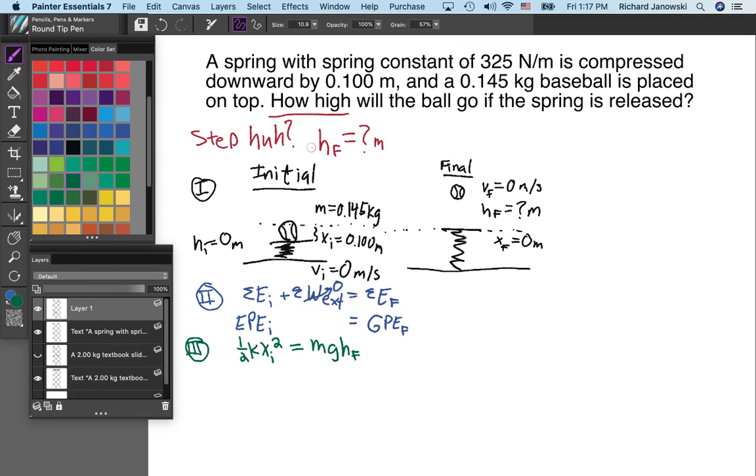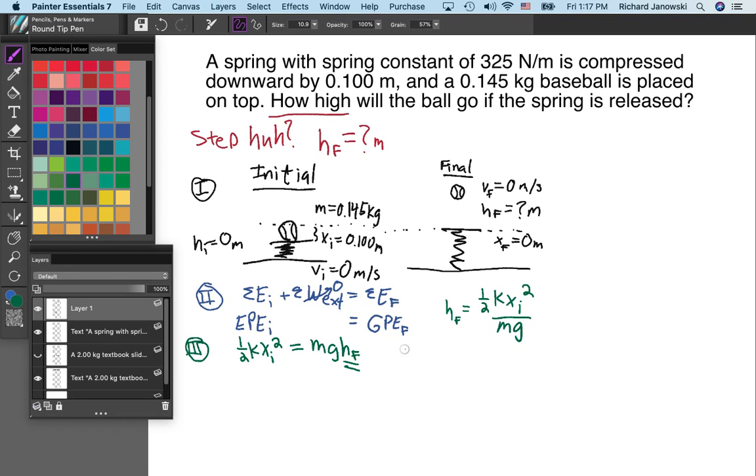So check your step. We're looking for h final, which means I've got to do the algebra that gets this guy by itself on one side. So what's that algebra going to look like? I'm just going to divide both sides by mg, and then I'm going to flip left and right to make this a little bit easier to write. And what that's going to give me is h final is equal to 1/2 kx initial squared divided by mg. And in the past, people have asked, is the half on the top or is it on the side? It doesn't really matter. It works out the same.